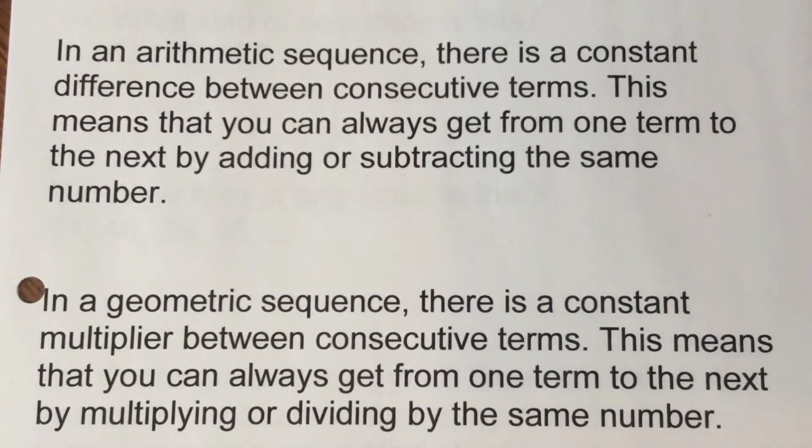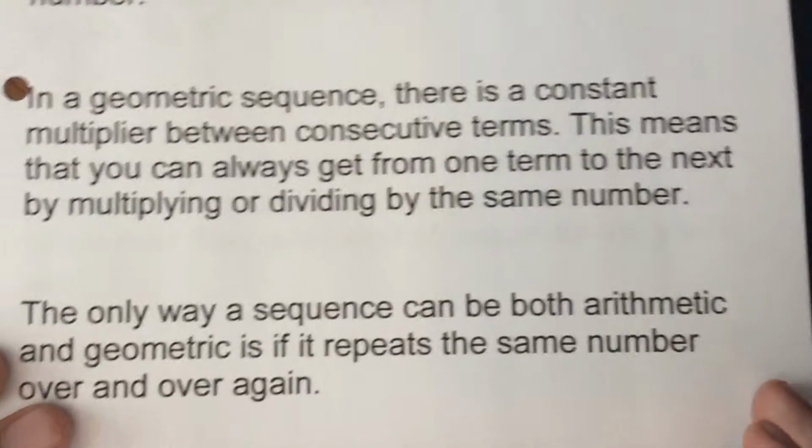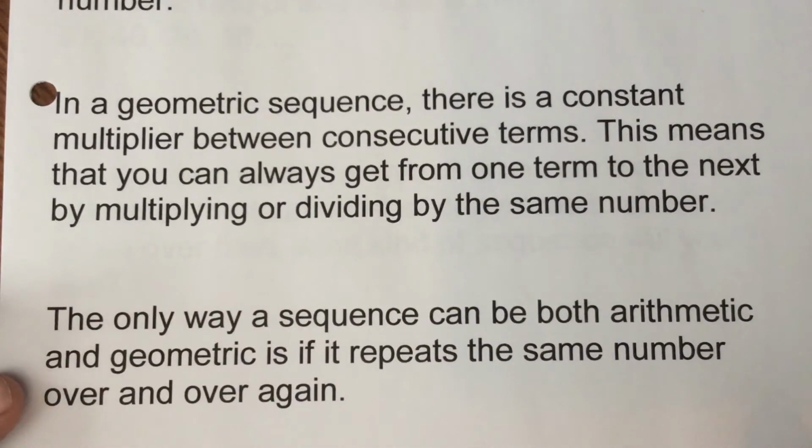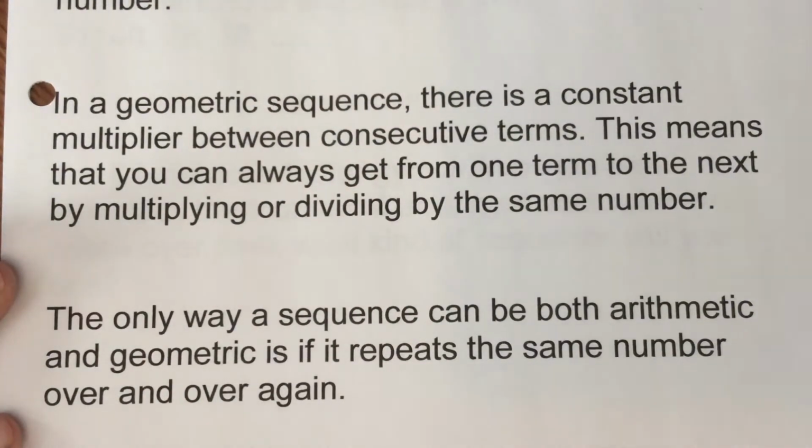And today we're just going to determine what type of sequence it is. Is it geometric? Is it arithmetic? So the only way it can be one of those is if it repeats that same number. So if it doesn't repeat, so if it's adding different numbers or if it's multiplying by different numbers each time, then it's neither. It's not going to be one or the other. It has to be the same number each time to be one or the other.